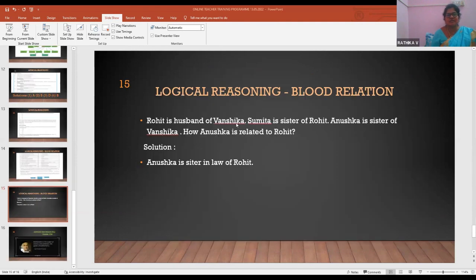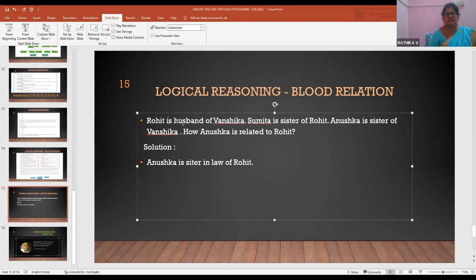Rohit is the husband of Vanshika. Sumita is the sister of Rohit. Anushka is the sister of Vanshika. Then how is Anushka related to Rohit? Or sometimes, looking at a picture, a man will reply that the lady in the photo is my nephew, like identifying the relationship. So actually we have to follow a rule here.